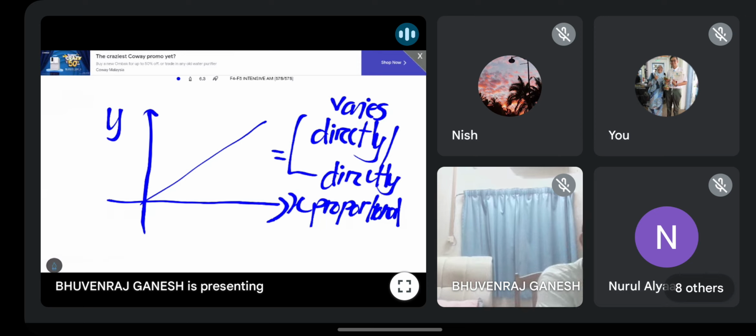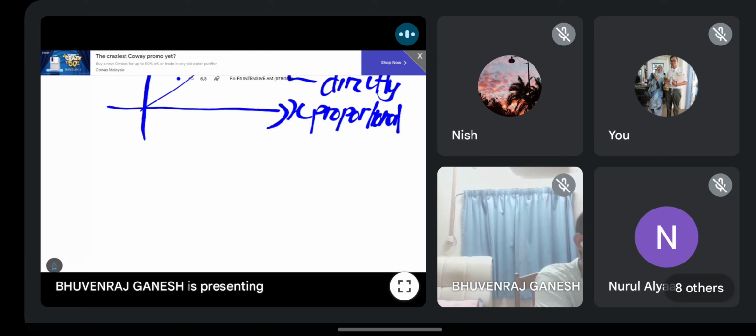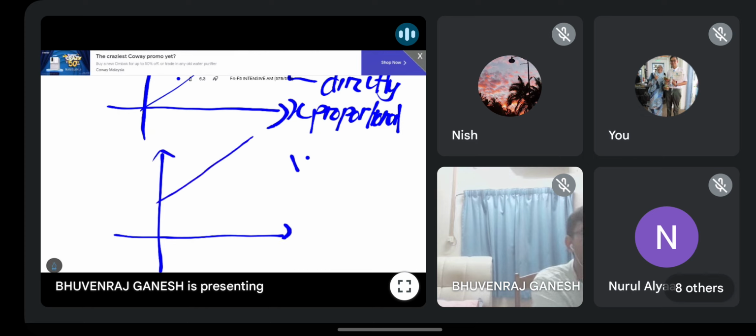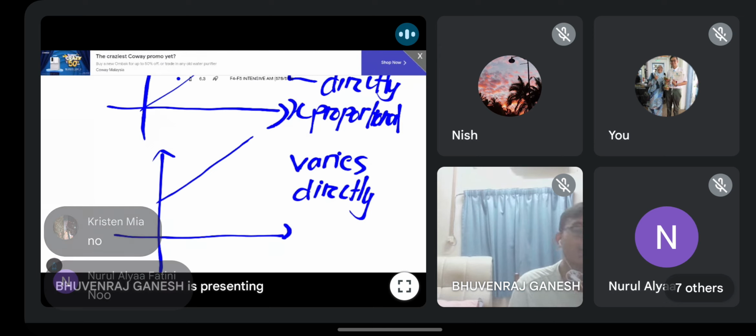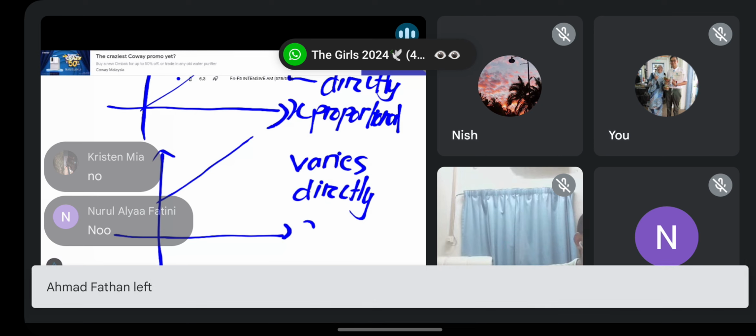Okay? So now I want to ask you all. Let's say, saya ada graph macam ni pula. Dia related to variation also. So guys, kalau graph saya macam ni, boleh tak saya cakap dia ubah secara terus? Berkadar langsung. Boleh tak saya cakap dia berkadar langsung? Kalau graph macam ni, very good. Okay, don't get confused.